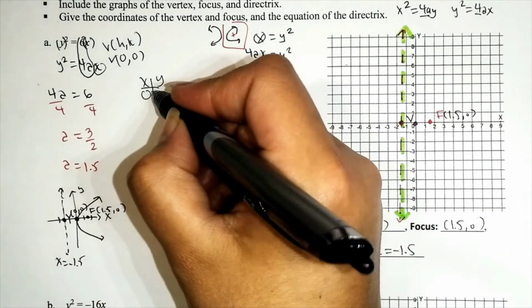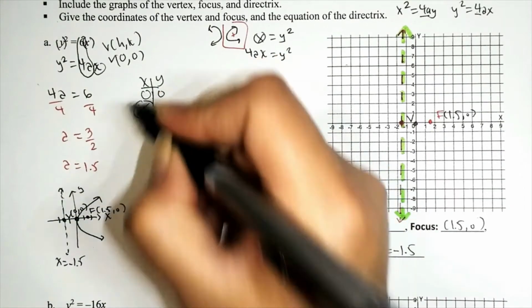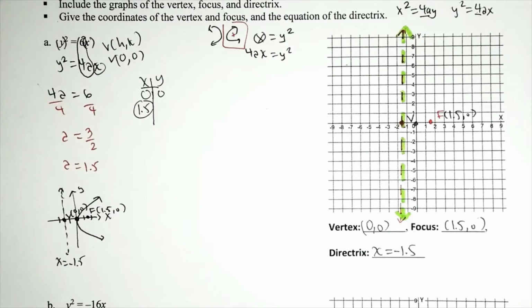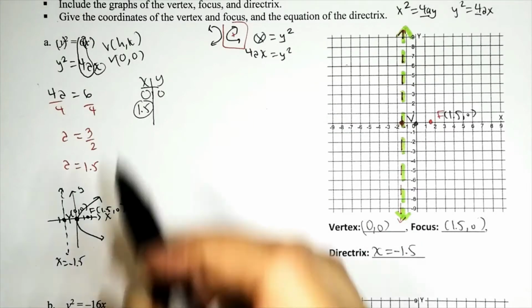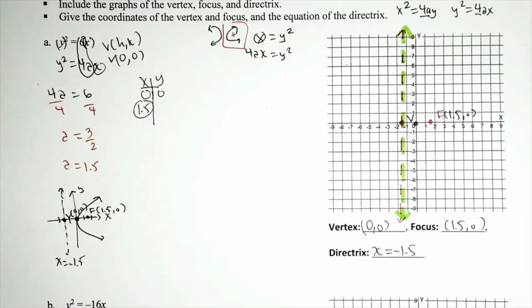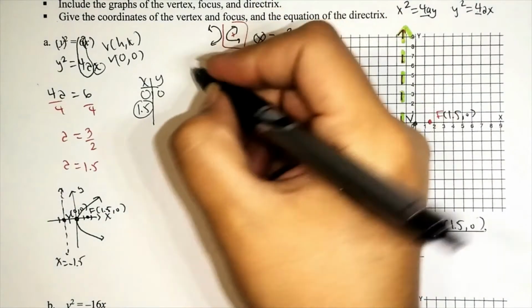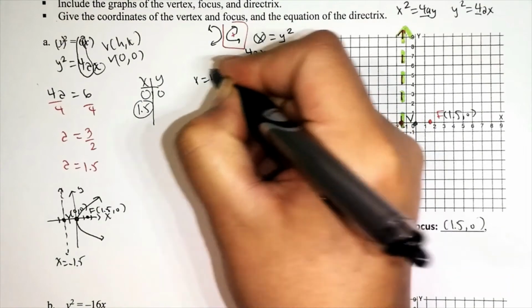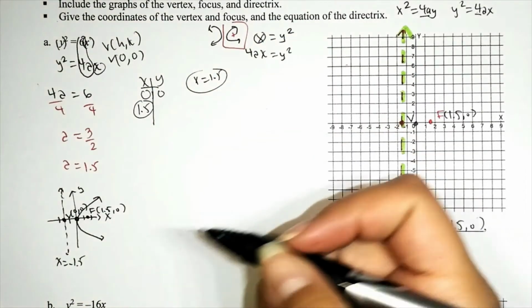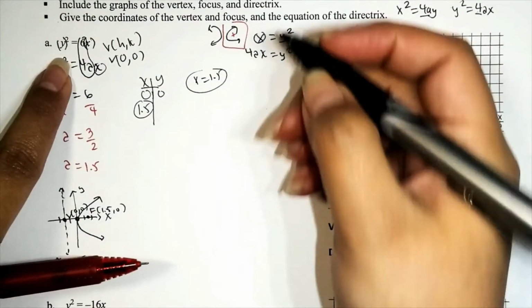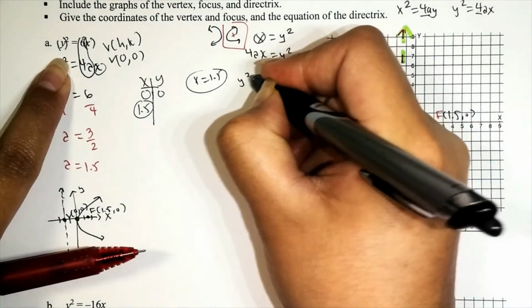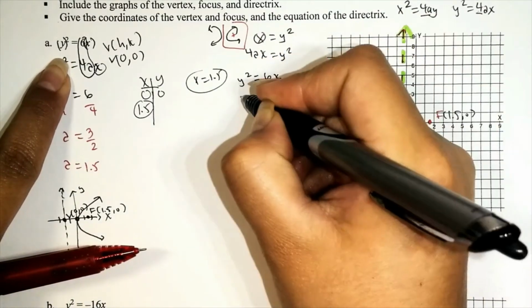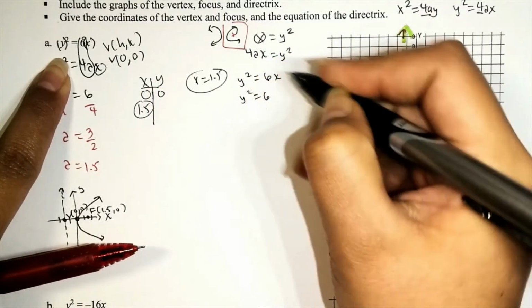Okay, so when x is 1.5, let me go ahead and circle it, because I want to remind myself that in this case I chose the x value, and if I had chosen a random y value, I would have circled that. So when x equals 1.5, I want to know what is the value of y. So let's go ahead and write down the equation. So we have y squared equals 6x. So we have y squared equals 6 times x.